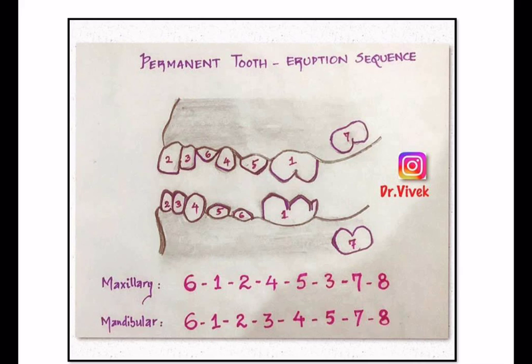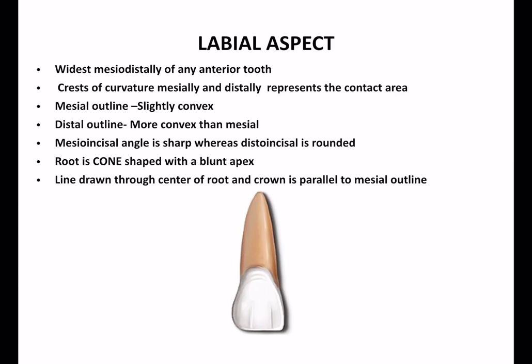Moving on to the tooth, the incisors are 4 in number. So we'll start with the maxilla. Maxillary has two types of incisor, that is central incisor and lateral incisor. So starting with the maxillary central incisor, this is the labial view or facial view. These points are the characteristic features of the maxillary central incisor.